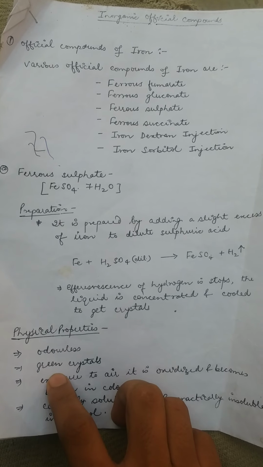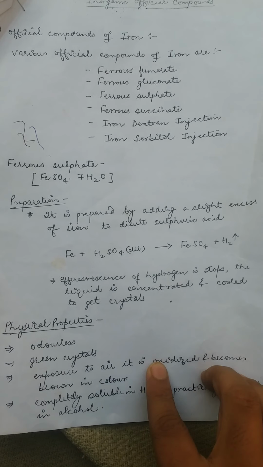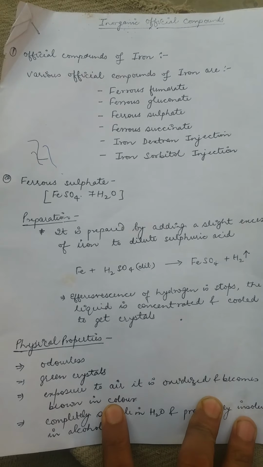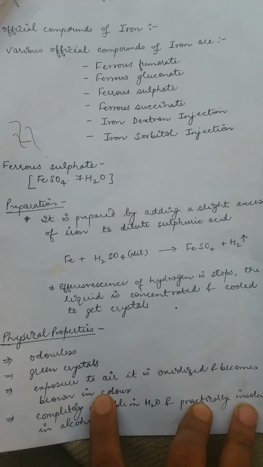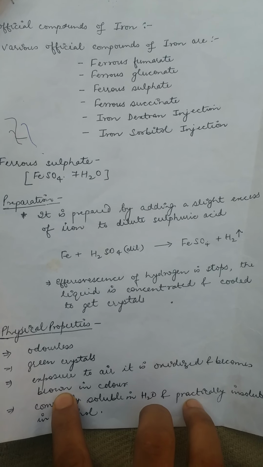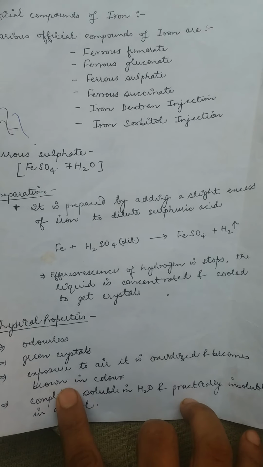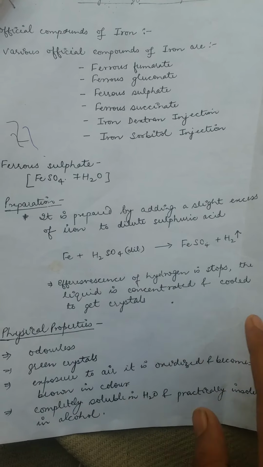It is odorless, green crystals. When exposed to air, it is oxidized and becomes brown in color. Because of the oxidation, it is converted into ferric sulfate, and we all know that ferric sulfate is brown in color. It is completely soluble in water and practically insoluble in alcohol.